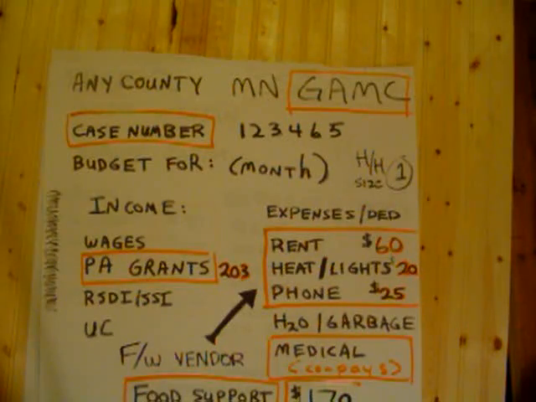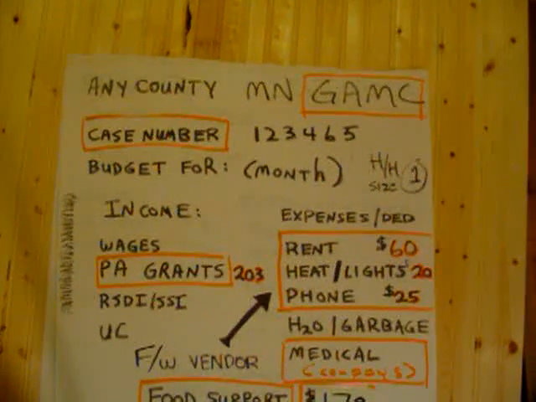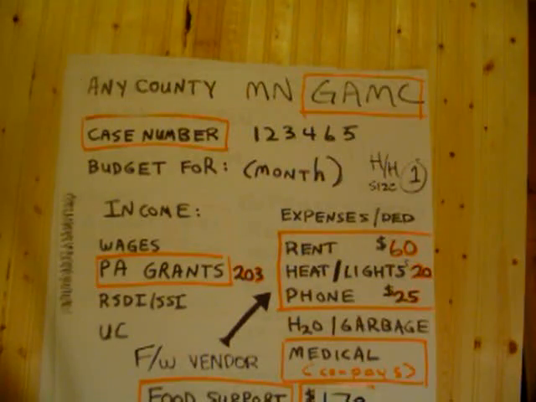An explanation of the General Assistance Medical Care program. This is an attempt to explain the ins and outs of the system in a very low-tech way, as you can see here. What we have here on the board is a mock-up of a benefit letter that aid recipients will receive from their county financial worker.